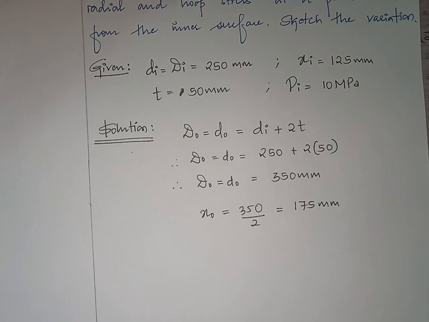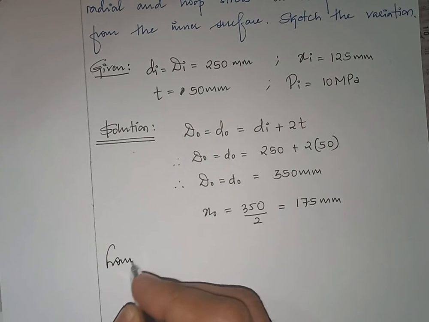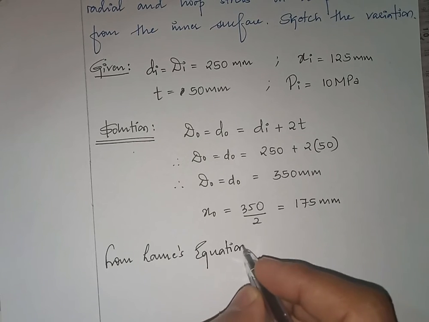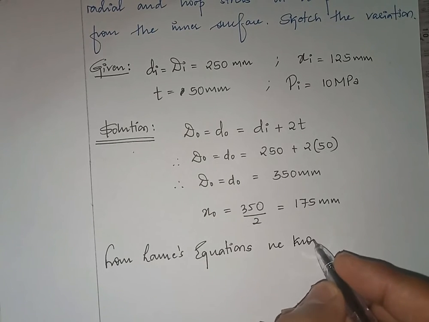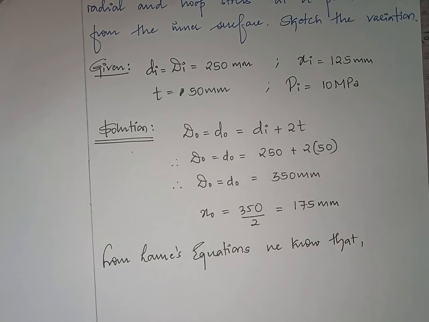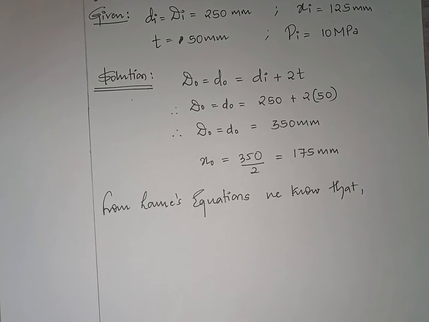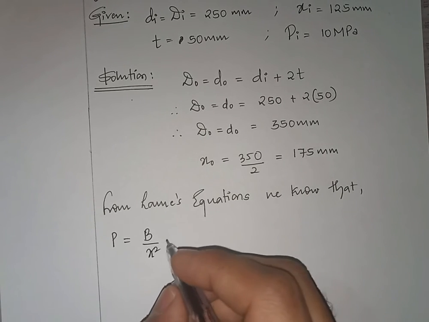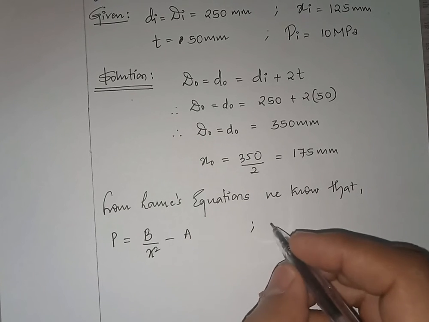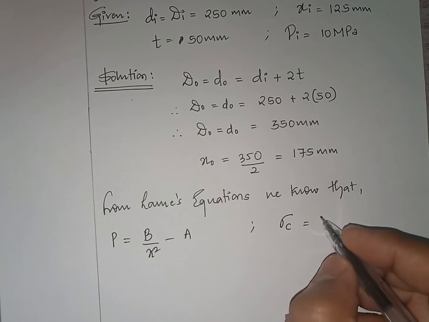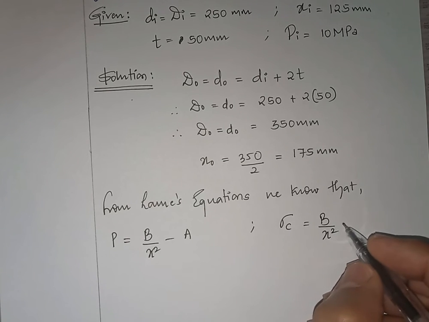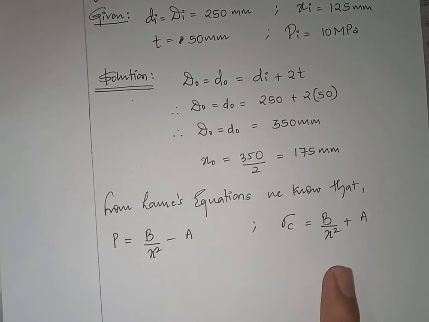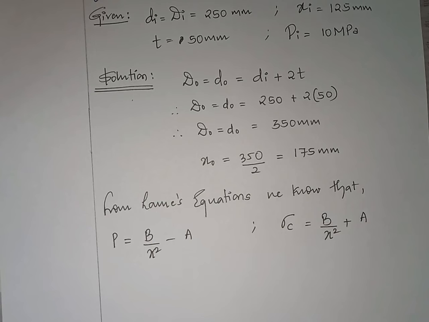I'll be using Lamè's equation. From Lamè's equations, we know that P is equal to B divided by x square minus A, and on this side sigma C is equal to B divided by x square plus A. Right, so these are the general equations we have derived from Lamè's equation.